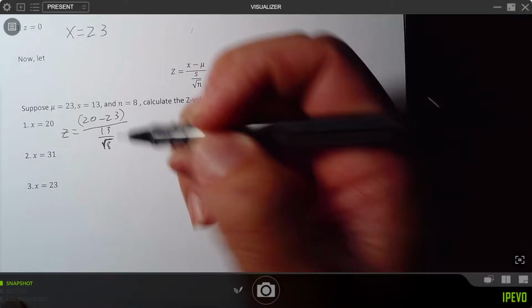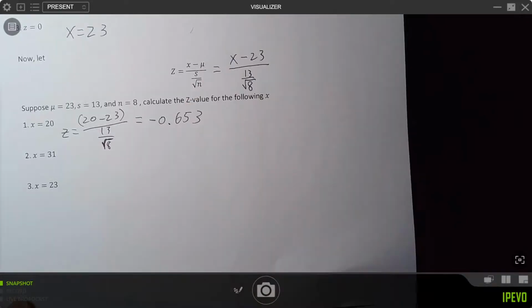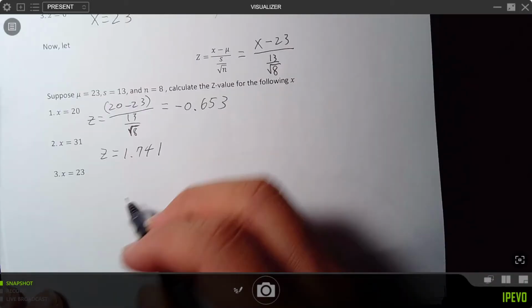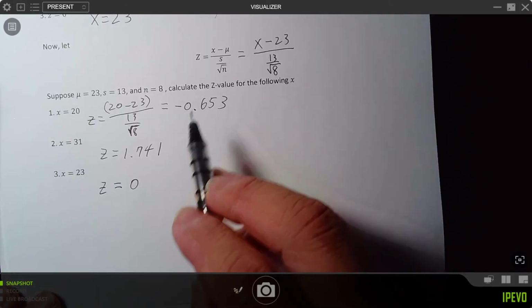I'll let you try the other two. I'm going to go ahead and give you the answer here, but go ahead and put it in the calculator if you can. And the last one, z will equal 0. It doesn't matter what the bottom is. If x is equal to 23 and mu is equal to 23, if they're equal, then the z-score must be 0.